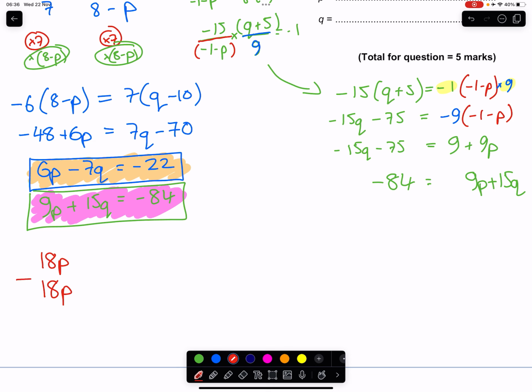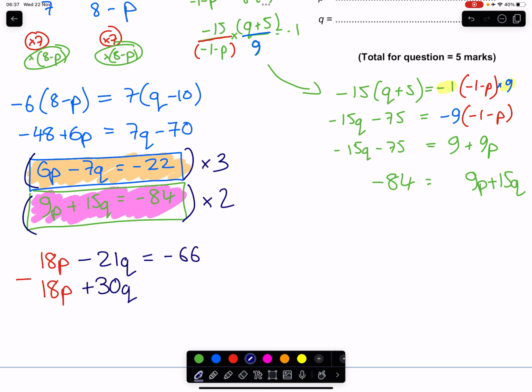In order to make that happen, there's a lot of colors going on here, but I'm going to have to multiply that top equation by 3 to turn that 6 into an 18, and multiply that bottom equation by 2 to turn that 9 into an 18. Minus 7q times 3, minus 21q, minus 22 times 3, minus 66. And on the bottom we're going to have a plus 30q, and we're going to have a minus 168. When we take these away from each other, it doesn't technically matter which order you do it in. I'm just going to do top take away bottom because that's the way they're set up here.